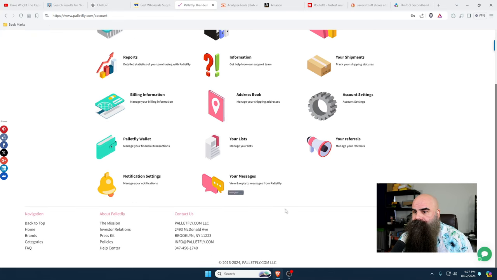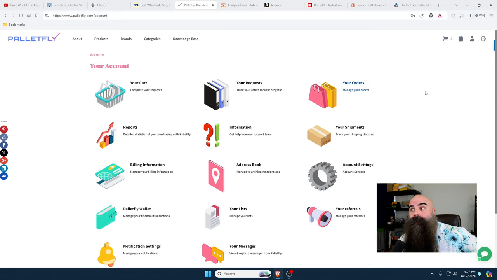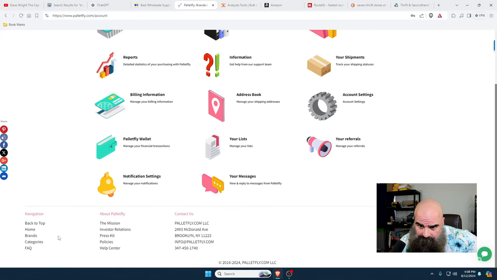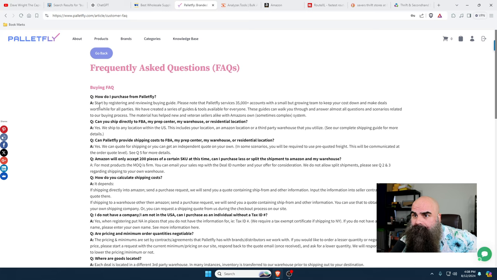Once you're here, if you don't know, I happen to know that this site does have Excel spreadsheets. So they'll either call it an Excel spreadsheet, which is an XLS or whatever dot file, or a CSV file. Basically, either of those will work to punch into software like Analyzer Tools. And to figure that out, a lot of times you can go down to the FAQ and look at the frequently asked questions. So if we go here and we read this, it does say that they will ship directly to FBA or your prep center or your warehouse or to a residential location.